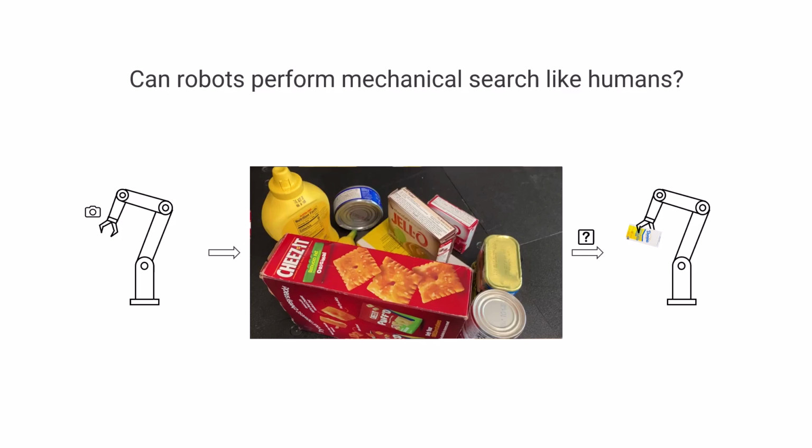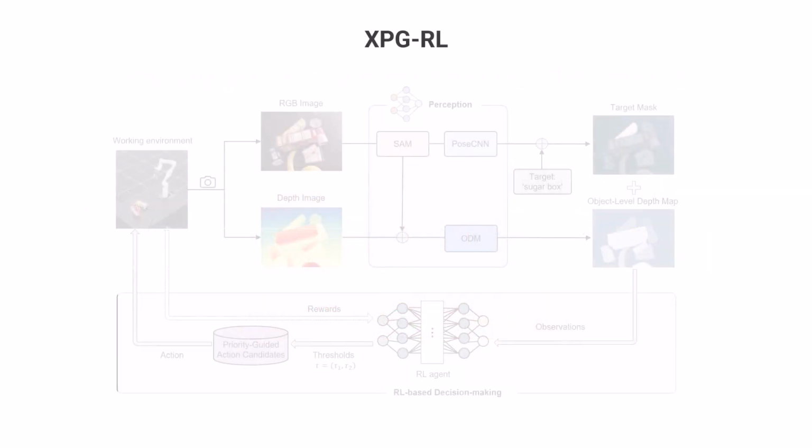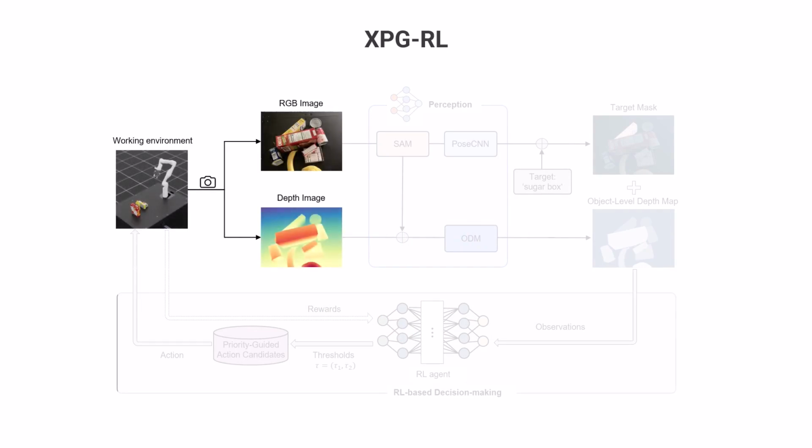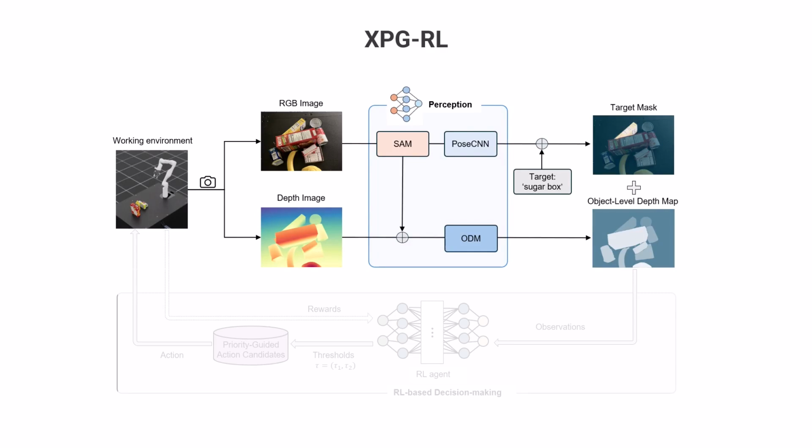In this approach, we aim to integrate domain knowledge with learning-based policies to guide efficient decision-making in complex, cluttered environments. The proposed XPG-RL consists of two core components, a perception module and an RL-based decision-making module. The perception module processes RGB-D inputs to produce an object-level depth map and a semantic mask for the specified target, using Segment Anything Model for segmentation and PoseCNN for recognition.